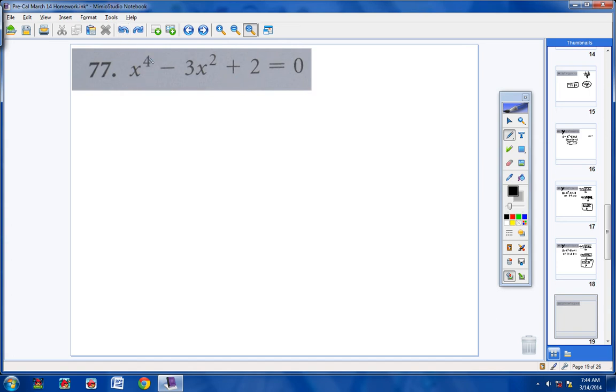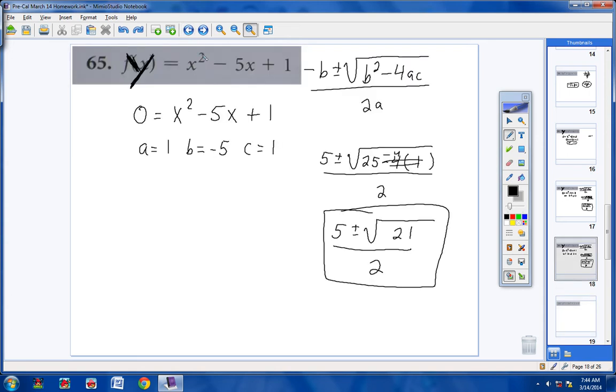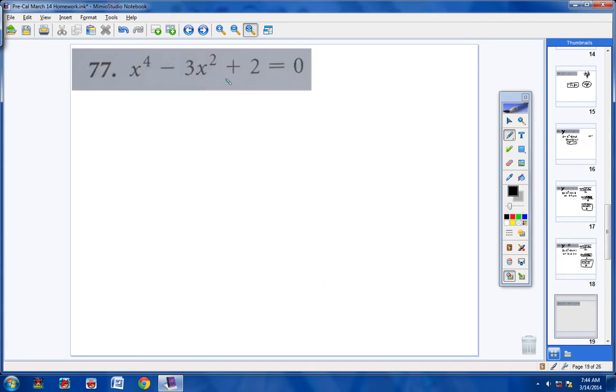We have a power, our highest power is a power of 4. Notice on your last problem, your highest power was a power of 2, and that's why it's called a quadratic. But you can still factor this as long as you improvise a little bit along the way. Okay, now let's go ahead and see. We have a lead coefficient of 1, so that's the kind that we like. We have one side equal to 0, so we're ready to factor.